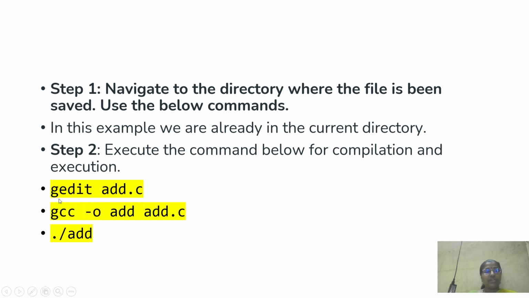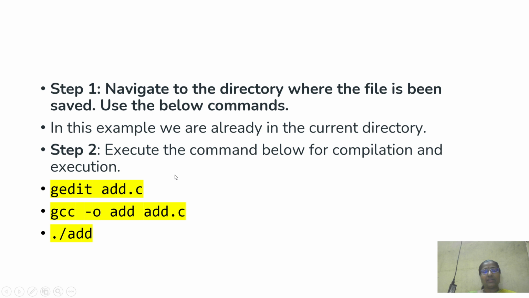So now we are using the gedit editor. Using the gedit editor, I am opening the file add.c, and adding the lines I have to include in the file, and I am saving it with the .c extension. The next thing is you have to make the file executable.